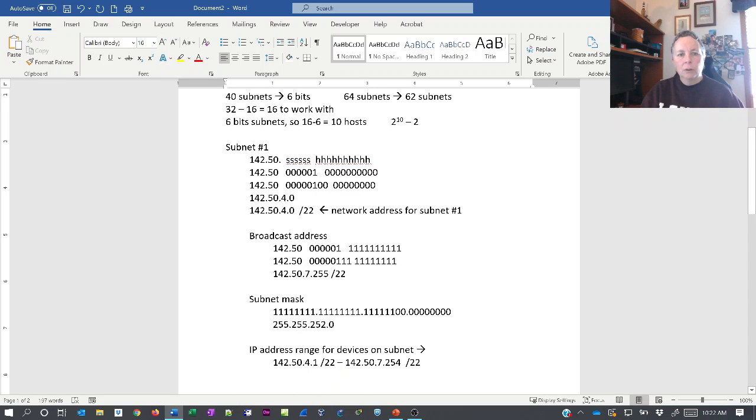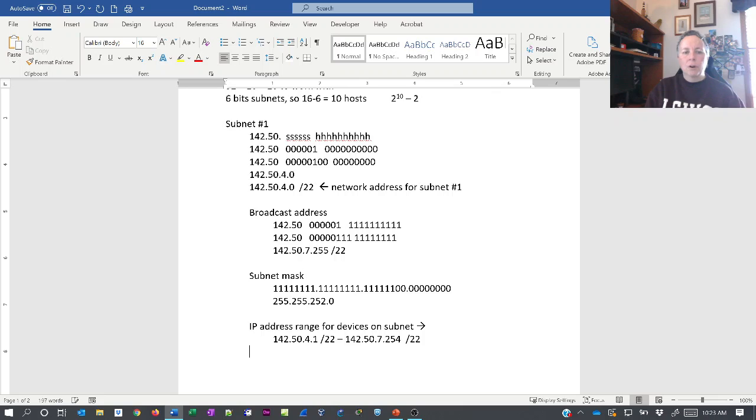Okay, so we take our subnet number and write it in binary using the number of bits we've identified for subnets. Make the host bits 0, convert to octets, convert to decimal, add the slash notation. For the broadcast address, we make our host bits all 1s, and then the range is everything in between. And using the de facto standard for routers, our first router interface would be 142.50.4.1/22. The second one would be 142.50.4.2, etc.